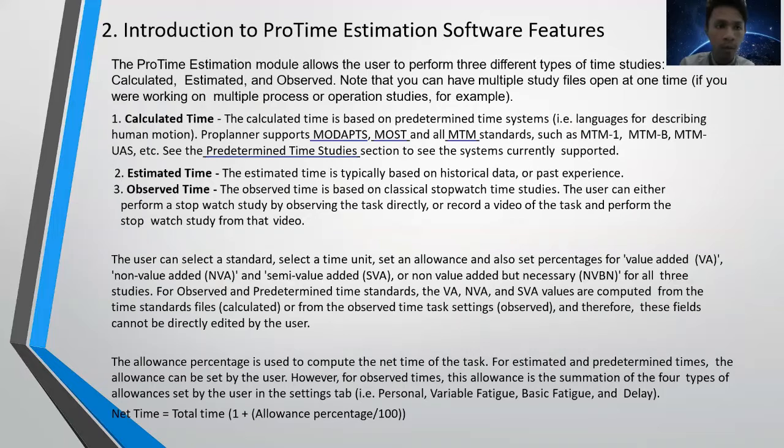Next, we will talk about the introduction to Protime Estimation software features. The Protime Estimation model allows the user to perform 3 different types of time study: calculate, estimate, and observe. Note, you can have multiple study files open at one time if you are working on multiple process or operation studies.